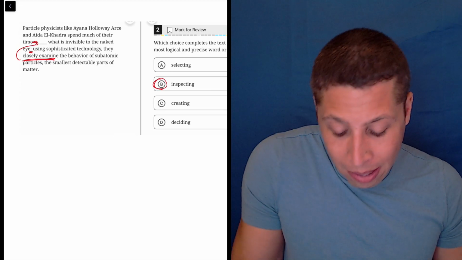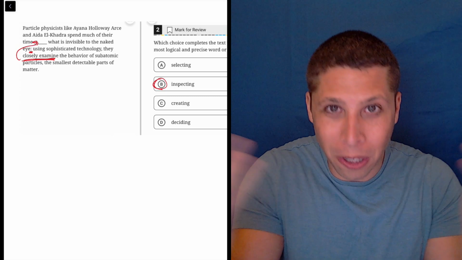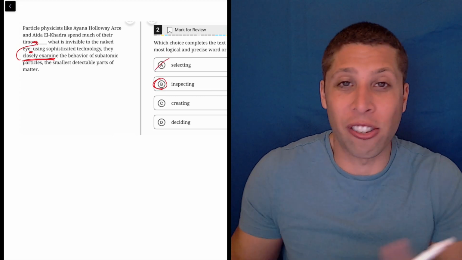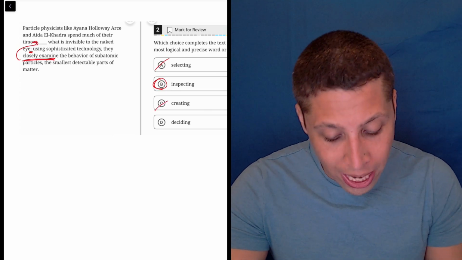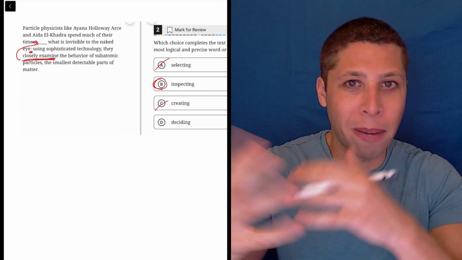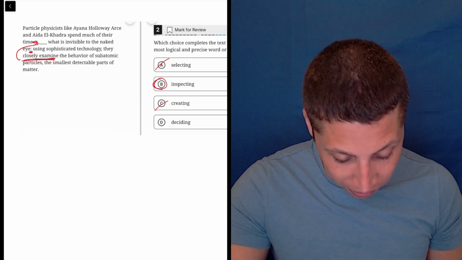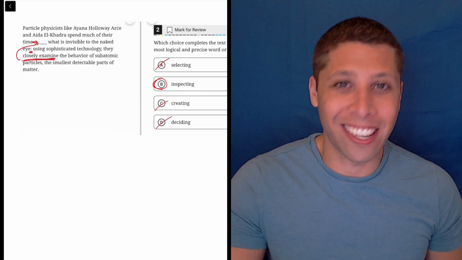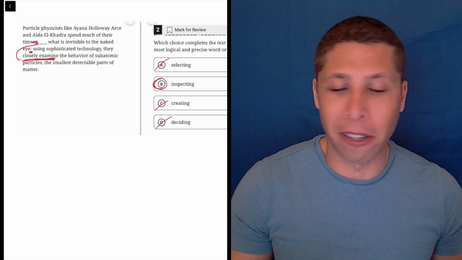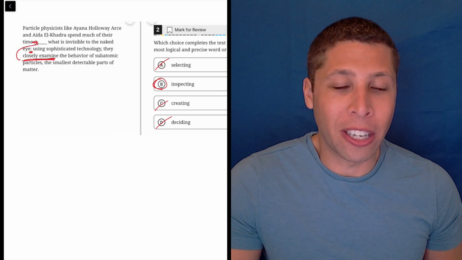So I guess you could say that they spend time selecting what is invisible to the naked eye. Maybe they're sorting through, I don't know, microbes or something. But that's not what they're saying here. There's no evidence to back that up. Again, creating. It could be the sense that they're working on new bacteria with DNA combinations and stuff. But again, there's no evidence of that, so it doesn't have any match to prove it. And certainly they're not deciding what is invisible to the naked eye. That is something that is either invisible or it's not, so they have no power over that. But even still, again, there's no evidence of it.